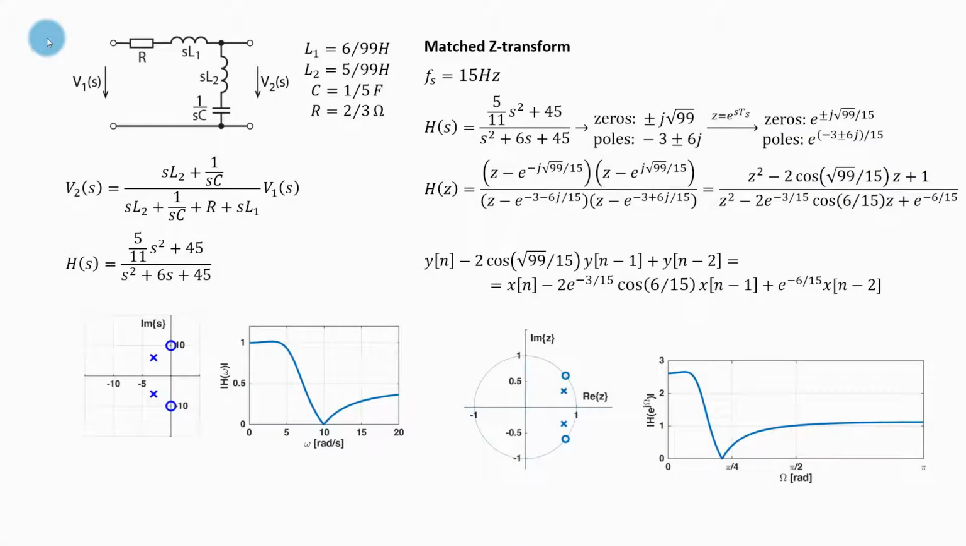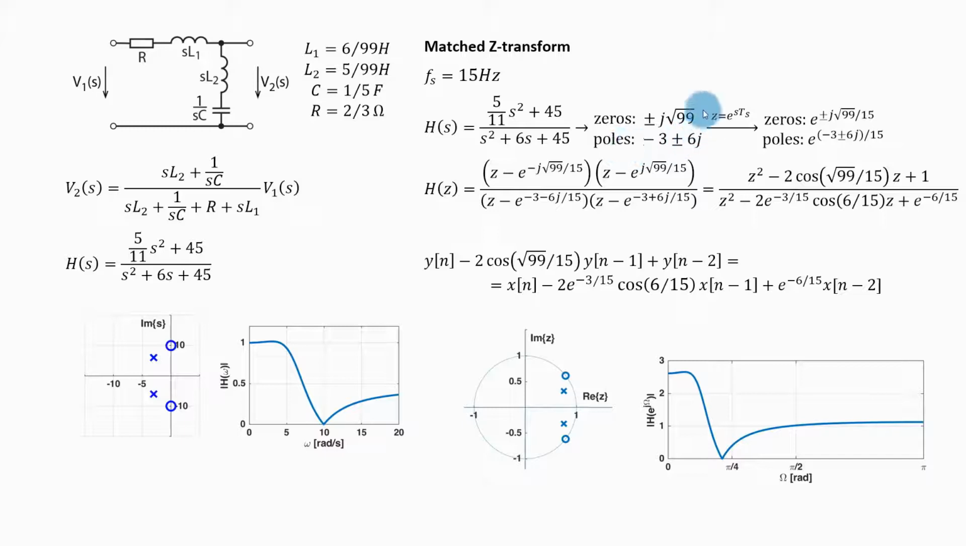Now the matched z transform. I still have the same continuous time system, except this time I'm using the matched z transform. To do the discretization using the matched z transform, I need to find where the transfer function of my continuous time system has zeros and poles. These are the zeros and poles of this transfer function.